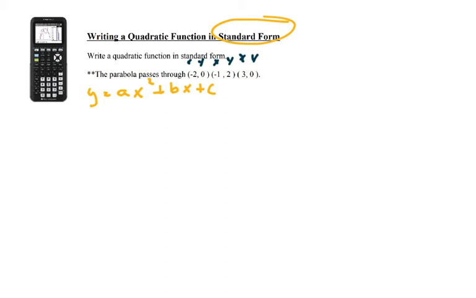So y is 0. So 0 equals, we do not know a. A times x, which we said is negative 2, squared, plus, we do not know b, but we know x is negative 2, plus, and we do not know c. Okay, so that's all I can plug in right now. Now here's what I'm going to do. I'm going to leave that one alone, and I'm going to go to the next point, negative 1, 2, and I'm going to create another equation using my x as negative 1 and y as positive 2.